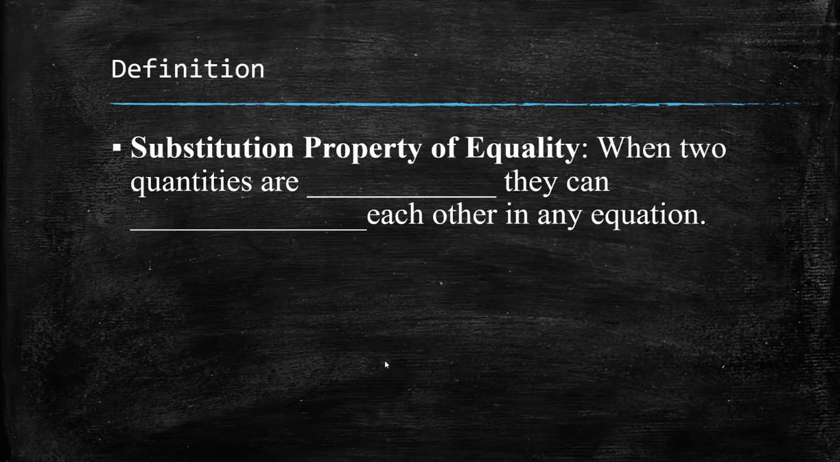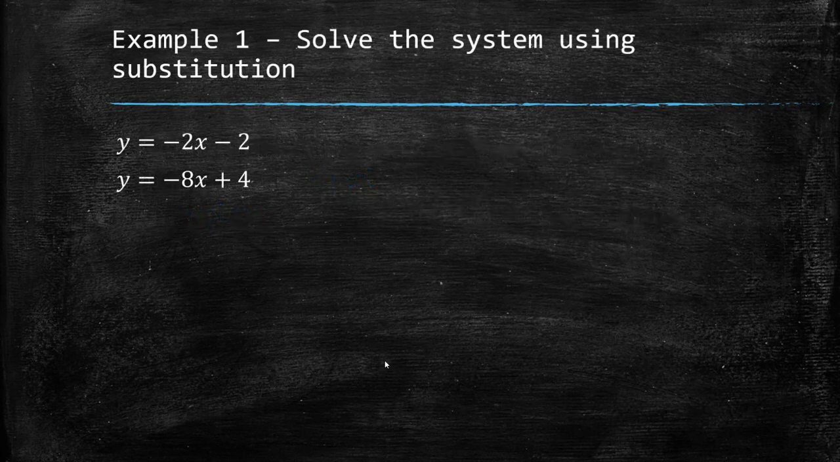The substitution property of equality says when two quantities are equal, they can replace each other in any equation. So to apply that in example 1, this equation is solved for y. Y is all by itself. So if y equals negative 2x minus 2, that negative 2x minus 2 can replace the y in the other equation. So that looks like this. Negative 2x minus 2 equals negative 8x plus 4.